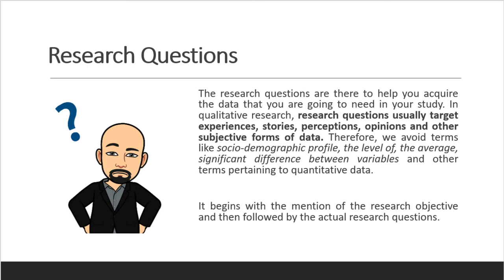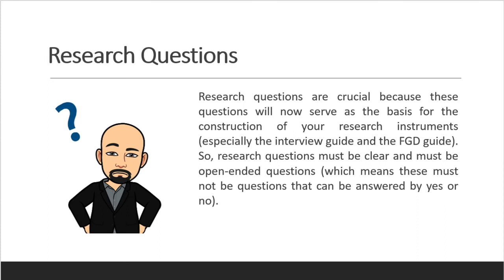So therefore, we avoid terms like socio-demographic profile, the level of, or the average of, the significant difference between this, and other terms pertaining to data which are quantitative in nature. Again, in qualitative research, usually there is no hypothesis because we cannot assume the outcome, because the outcomes are very varied and volatile. So, it begins with the mention of the research objective. We're just going to reiterate the objective of the research, followed by the actual research questions. So, to give you a sample, there will be one after this slide.